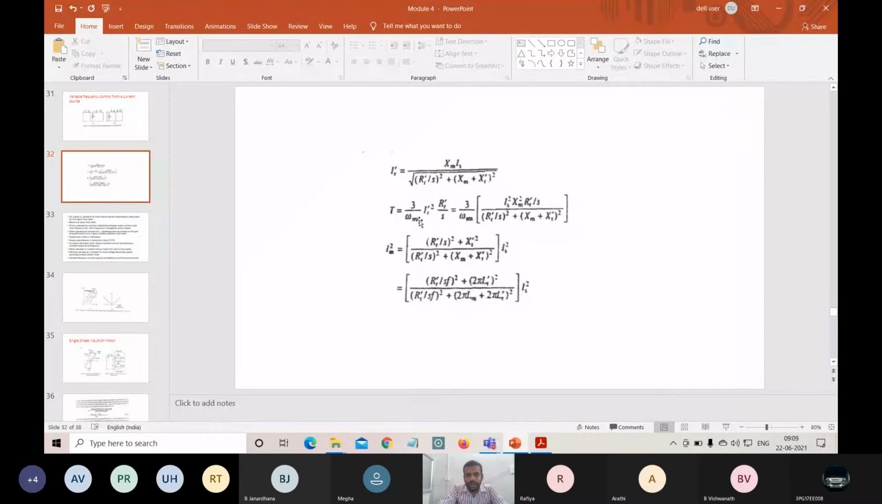T is equal to 3 by omega ms, IR dash square, RR dash by S. Substitute IR dash here. So 3 by omega ms remains the same. What is IR dash? XM IS, and also RR dash by S. Because of IR dash square, we have XM square, IS square, and RR dash by S. Similarly, use (RR dash by S) whole square plus (XM plus XR dash) whole square.